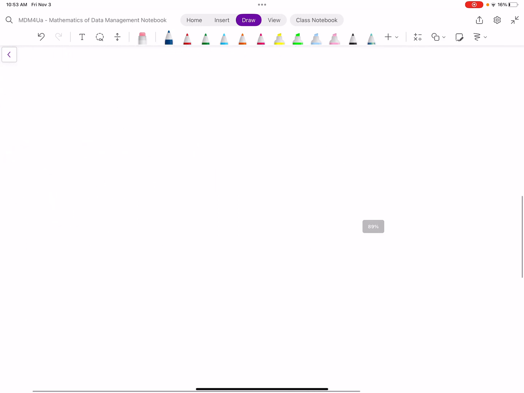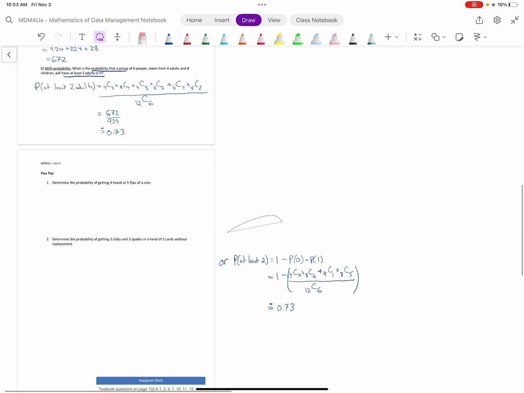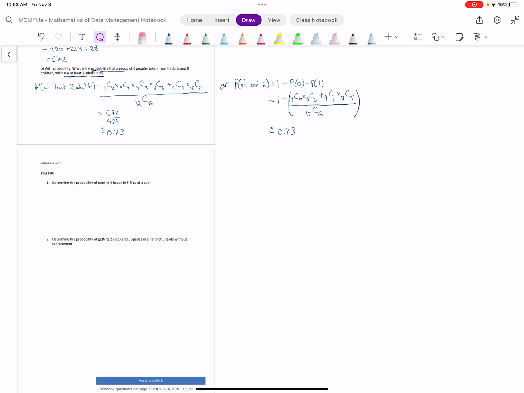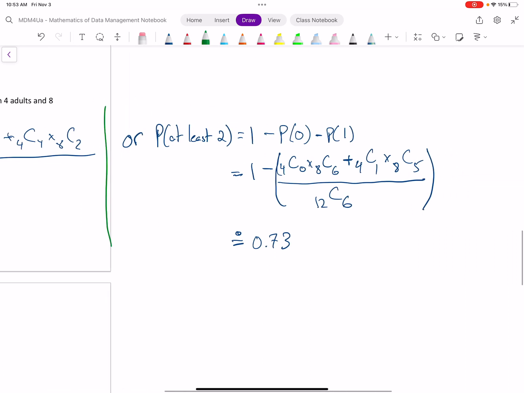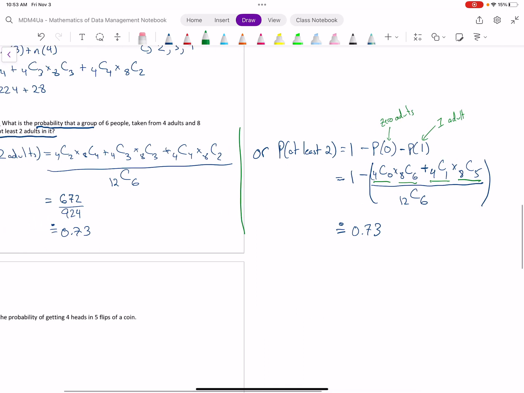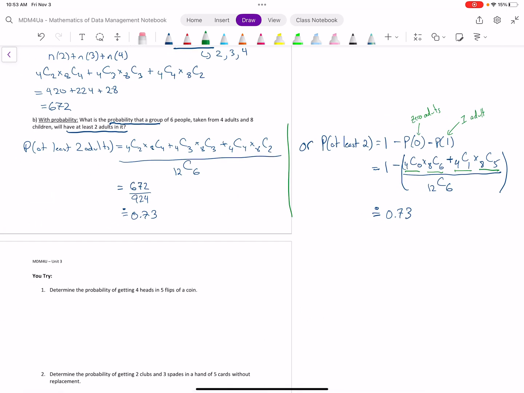So I think on the side, oh, maybe it's not there. There it is. Oops, put it in the wrong spot. So you could do this. You could say, okay, the probability of at least 2 adults is 1 minus the probability of 0 adults and 1 adult, because that is the opposite, or the complement, of at least 2. And so you would take 0 adults, 6 children, 1 adult, and 5 children. And you get the same answer. Sometimes that way is quicker. I guess maybe it's slightly quicker in this one. But now we're always taking 1 minus, like we talked about with the other probability.